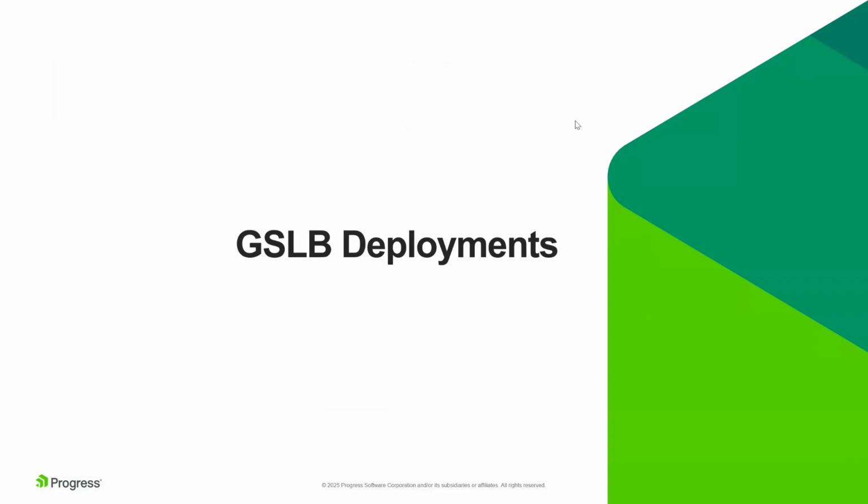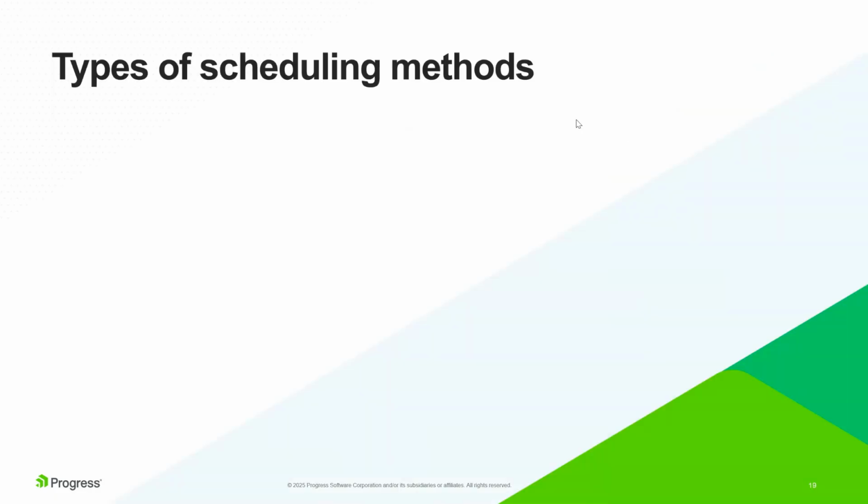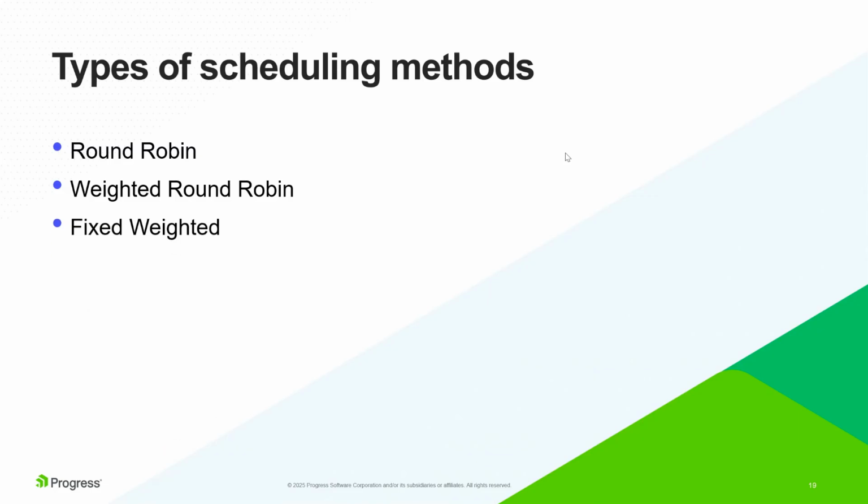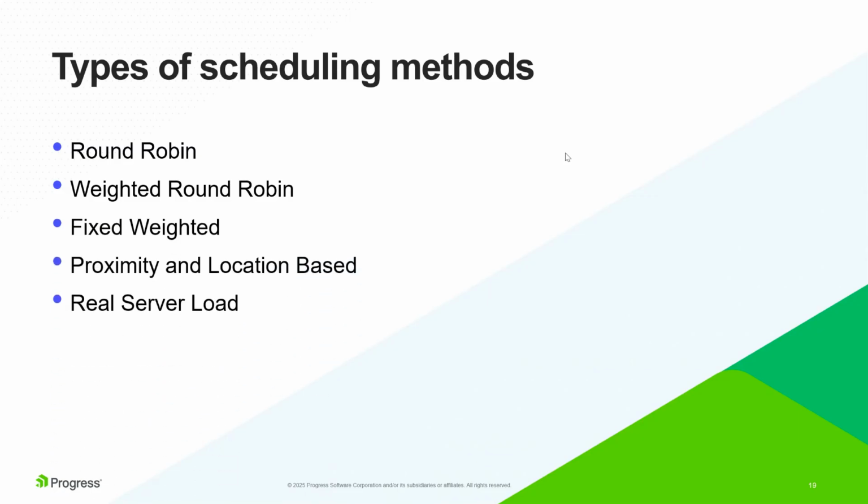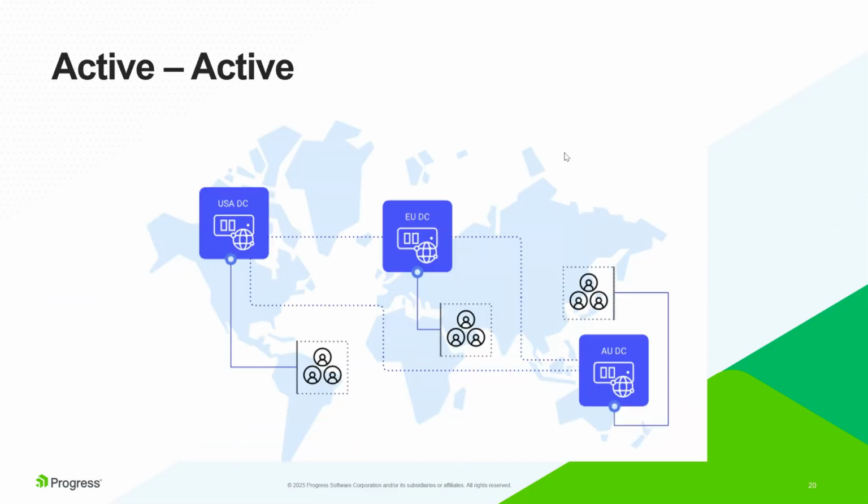Now, what are the different types of GSLB deployments that we can leverage? The options and the architecture are going to depend on our scheduling method, and we have about 5 that we're going to cover in this presentation. The first is going to be round robin, then weighted round robin, fixed weight, proximity and location based, and real server load. So let's get into the first type of architecture.